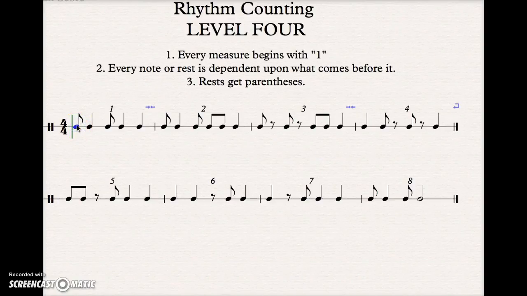Alright class, here we are in Rhythm Counting Level 4. Same rules apply. Every measure starts with 1. This is an eighth note. So whatever comes next is going to be called and, because this is only half of a beat. So we're going to label the next note and.